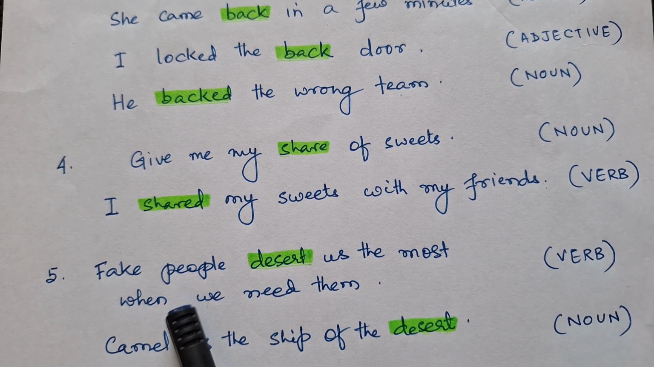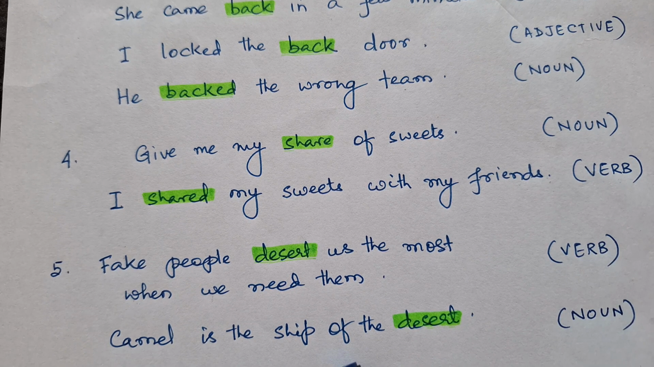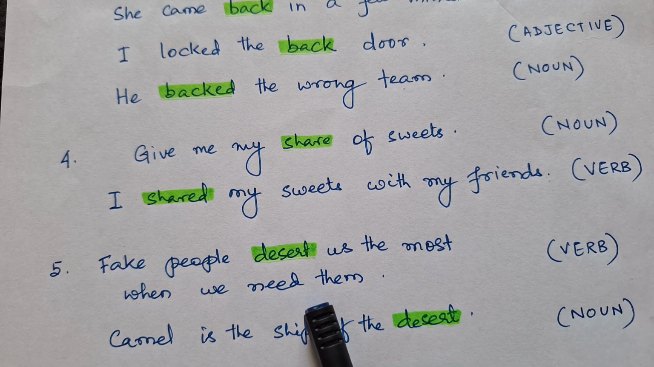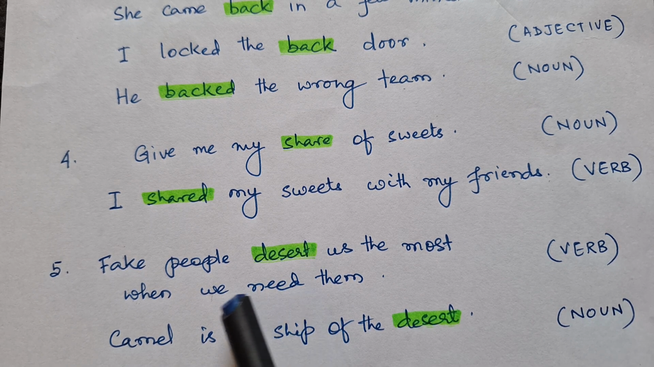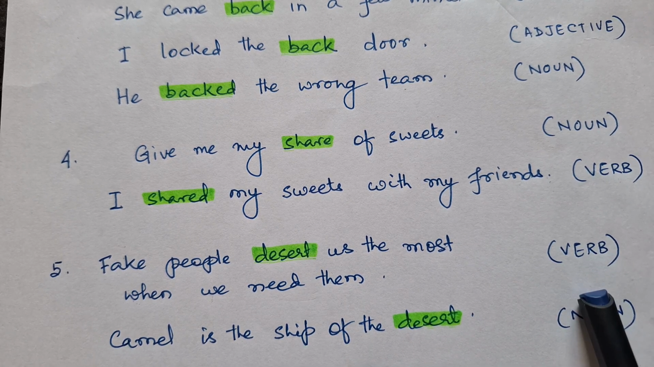Next is, fake people desert us the most when we need them. Second is, camel is the ship of the desert. How is the word desert used in these 2 sentences? Fake people desert us the most when we need them. Desert us means they leave us. Okay, desert us means to leave us stranded. So leaving, deserting is a doing word. So it is a verb.